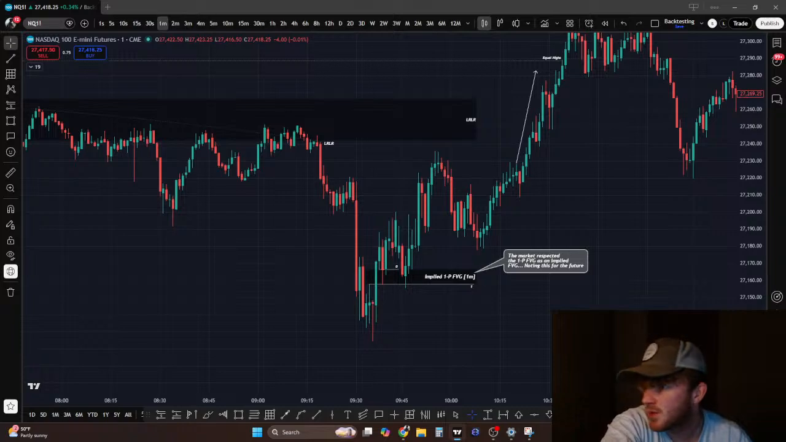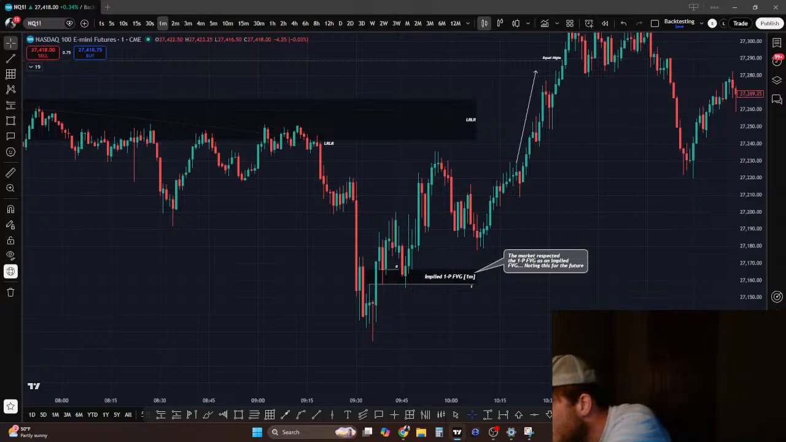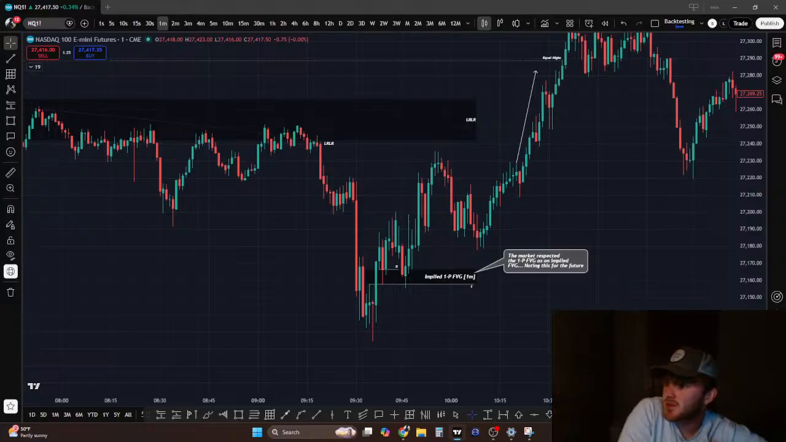I would love to see if we had absorption down there at those lows. Do we? I'm gonna have to scroll back quite a ways here. What time was this at? 9:45. Oh yeah, we had some nice absorption at those lows actually.